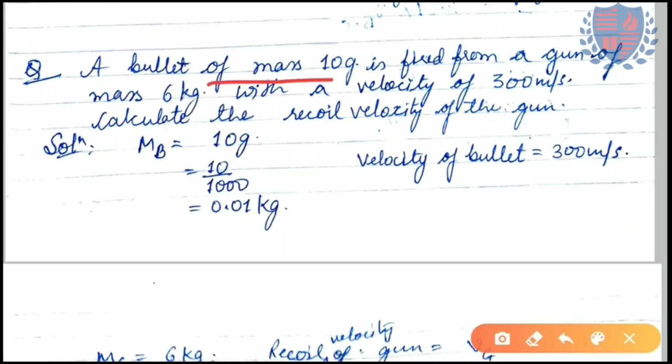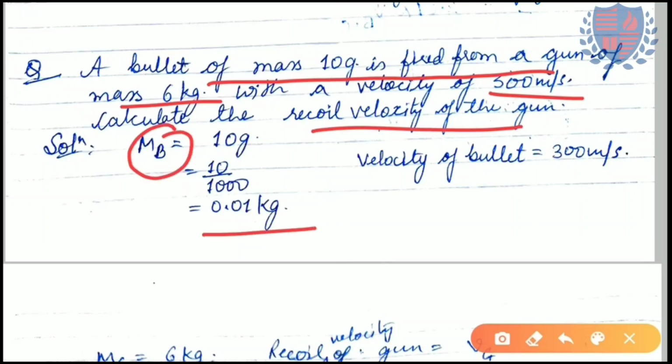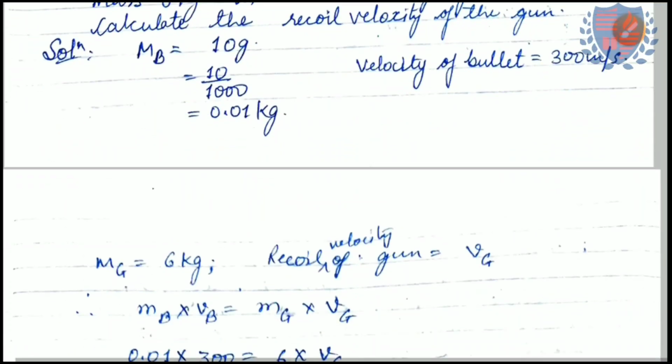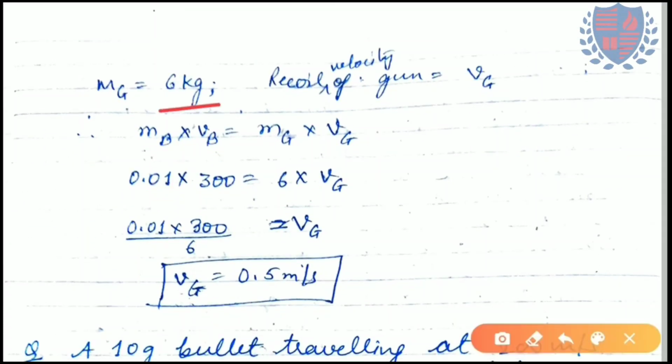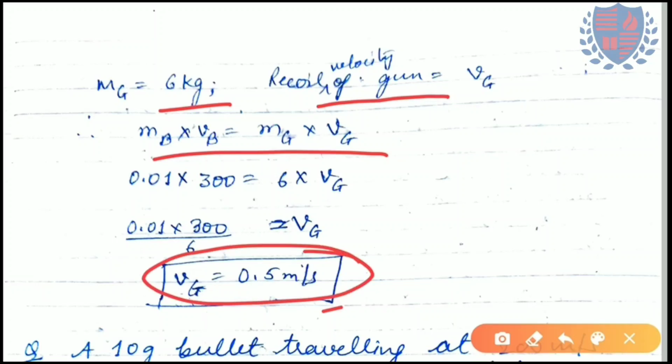Now come to some numericals. The question is, a bullet of mass 10 gram is fired from a gun of mass 6 kg with a velocity of 300 meter per second. You have to calculate the recoil velocity of the gun. Mass is given, convert it in terms of kg, velocity of the bullet is given. Now we will apply the formula. Mass of the gun is given, 6 kg. You can see the mass of the gun is quite heavier than that of the bullet. Now the recoil velocity of the gun we have to calculate. Substitute the values. What do we get here? We get the velocity of the gun as 0.5 meter per second.